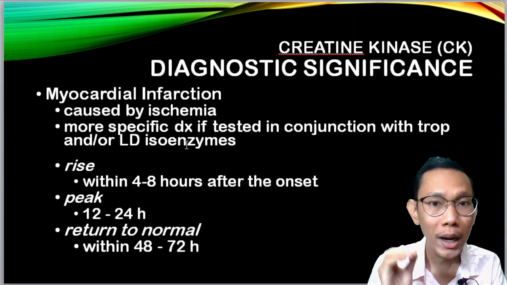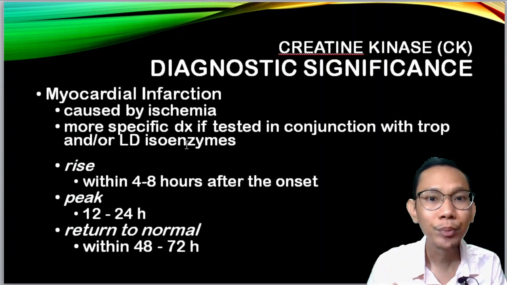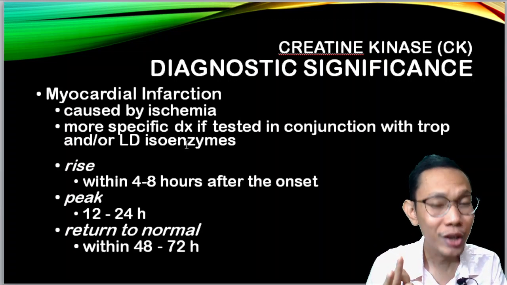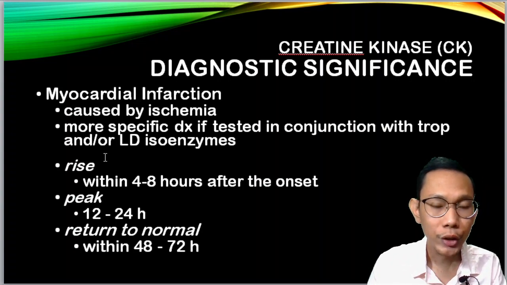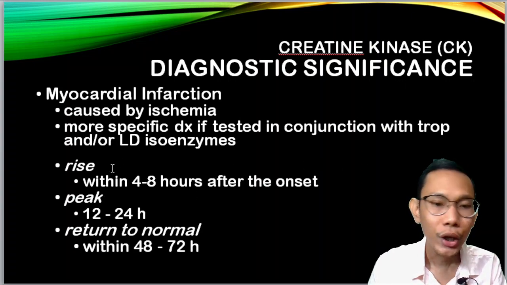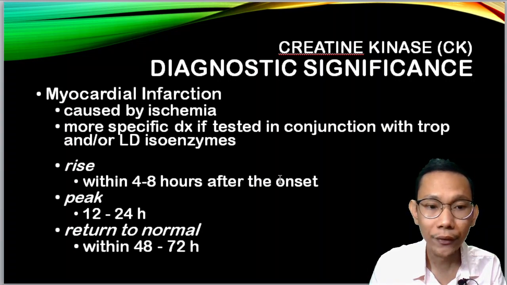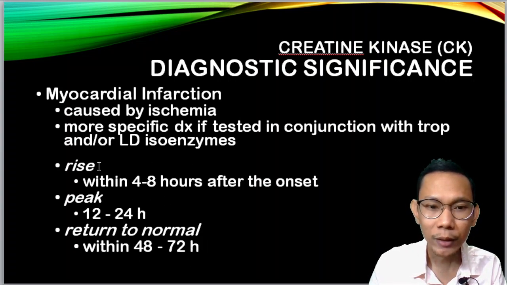But again, you have to go back to the patient. What are the symptoms of the patient? What is the physical examination of the patient? And with the help of the tests, we can correctly diagnose and correctly manage the patient. Your CK will tend to rise within 4 to 8 hours after the onset. Remember that your CK with myocardial infarction will rise around 4 to 8 hours after the onset, peak around 12 to 24 hours, and return to normal within 2 to 3 days. So it will rise immediately and be back to normal around 3 days.